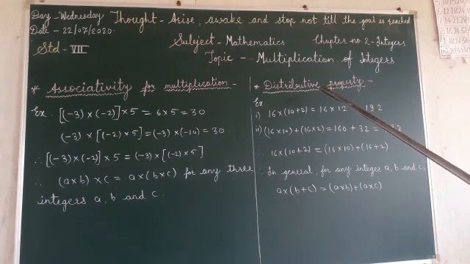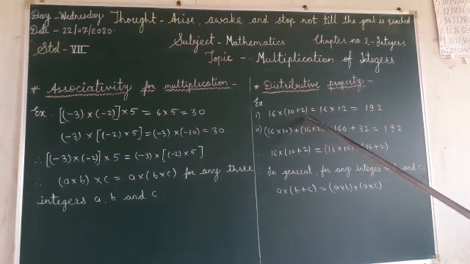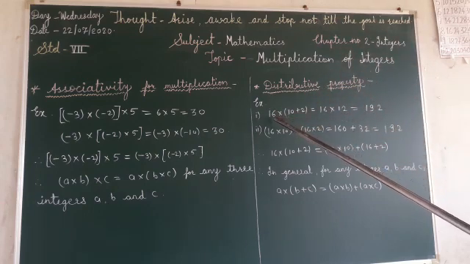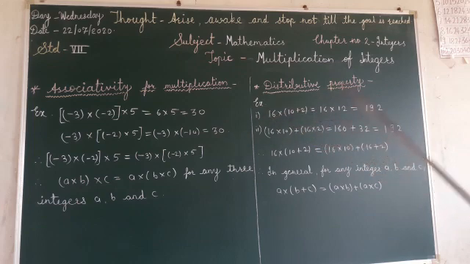After that we see the distributive property. Here distribute means to divide, बांटना, distribute करना. See the example first. 16 into 10 plus 2. First solve the bracket. 10 plus 2, you get the answer 12. After that you multiply 16 into 12, you get the answer 192.